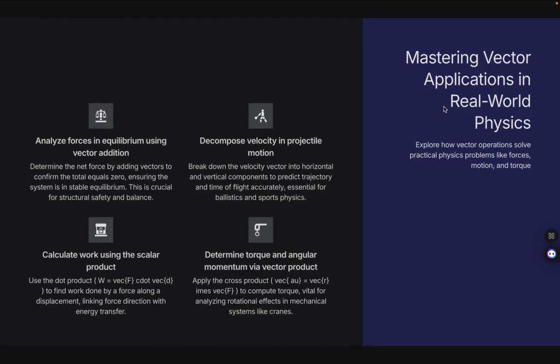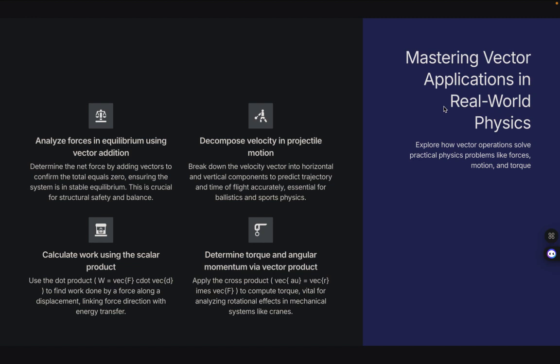So let's speak about real world physics and how vectors and scalar apply. So when we're analyzing forces in equilibrium using vector addition, you determine the net force by adding vectors to confirm the total equals 0, ensuring the system is in a stable equilibrium. This is extremely important for safety and balance. Next, when we're decomposing velocity in projectile motion, to break down the velocity vector into horizontal and vertical components to predict trajectory and time of flight accurately, essential for ballistic and sports physics.